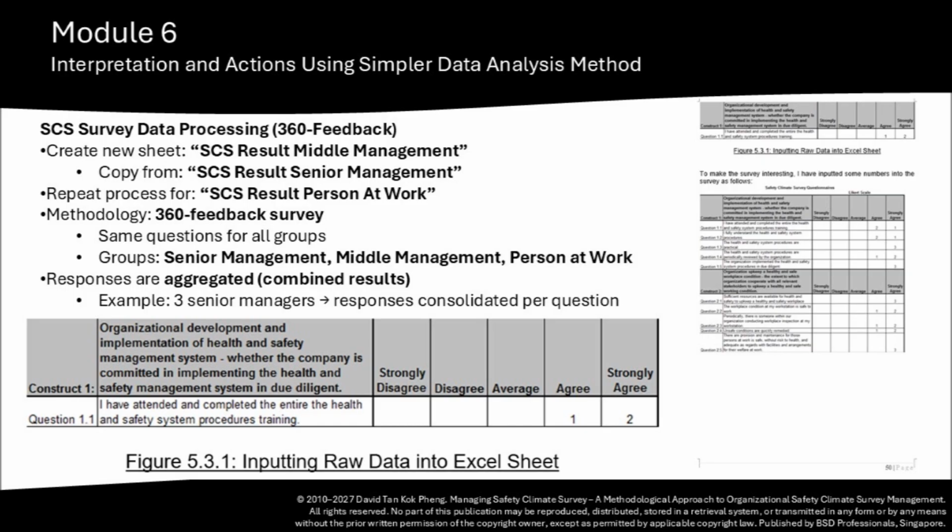For example, if there are 3 senior managers, and one responds, "Agree," to question 1.1 while the other 2 respond, "Strongly agree," the results are compiled together in the spreadsheet to reflect the overall distribution of responses. This is how the raw data is structured and prepared for further analysis, as shown in Figure 5.3.1, inputting raw data into Excel sheet.